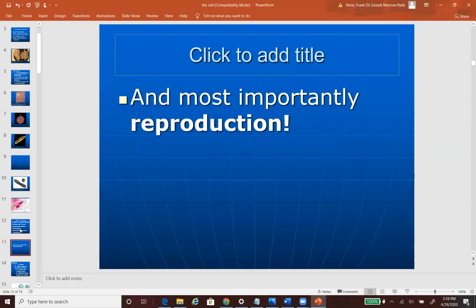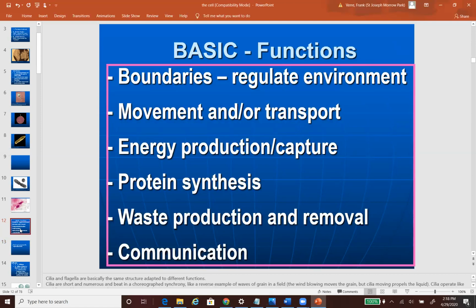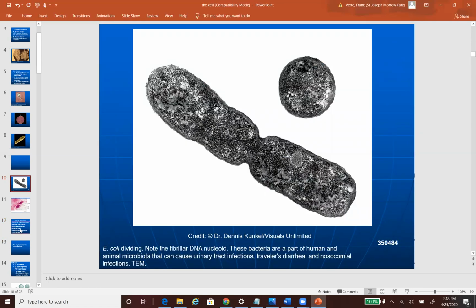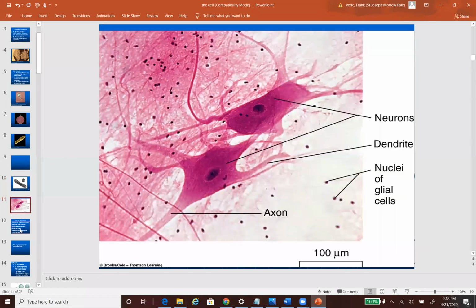The other thing is reproduce. When you saw that here, it's actually part of the cell theory, cells coming from pre-existing cells. So here's a cell splitting in two, it's dividing. That's also a very important function of cells.